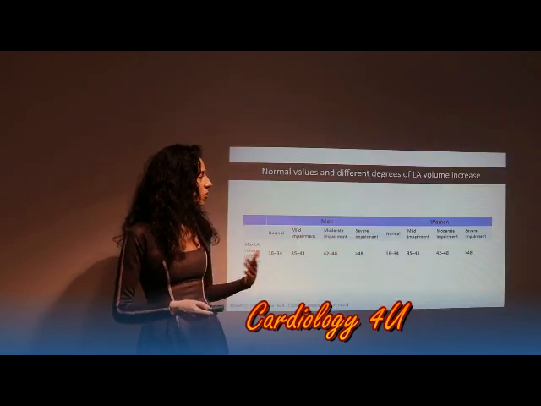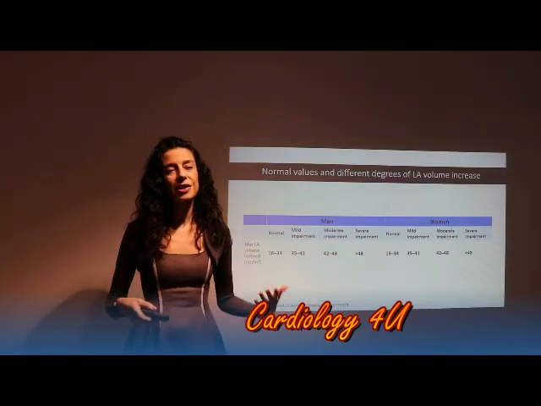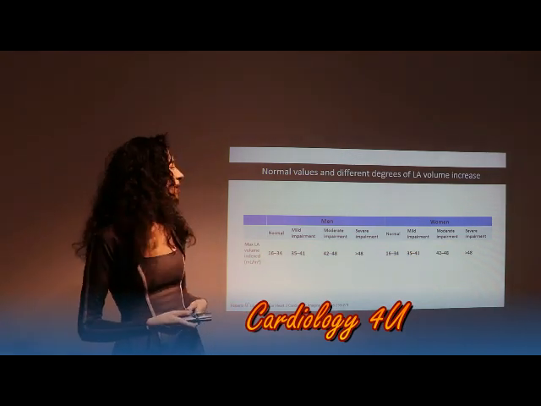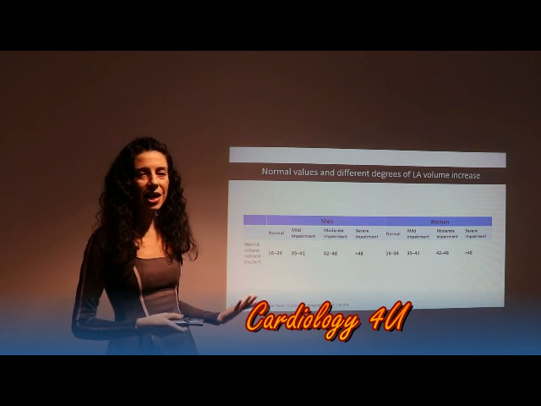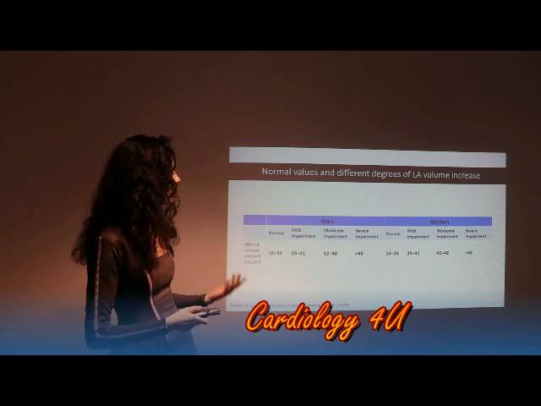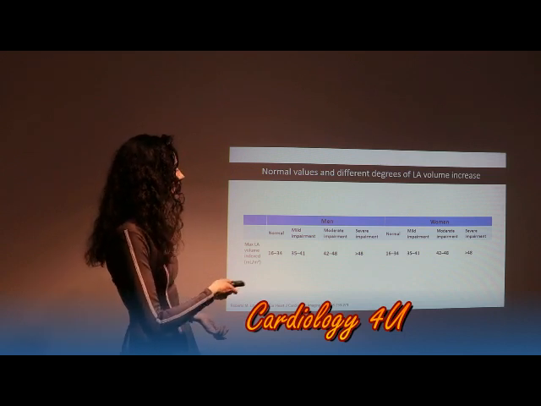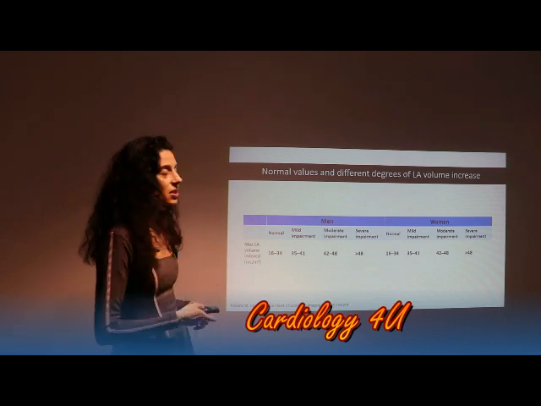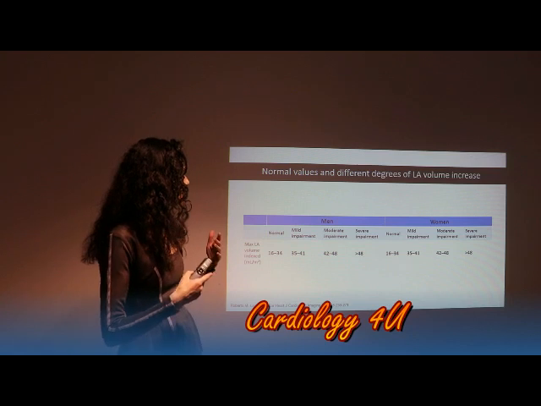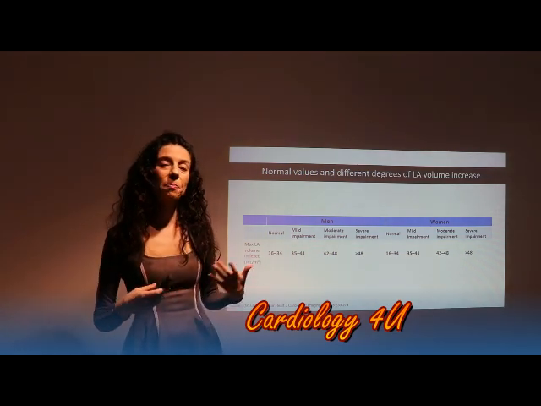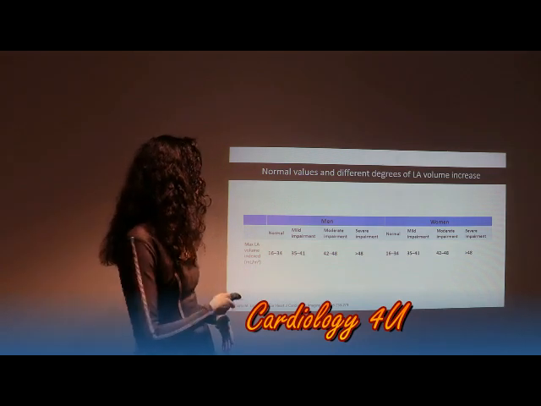Of course, we have normal values. These are the standard normal values for the maximal left atrial volume. You know that they are the same for men and for women, and the upper limit of normal is 34 milliliters per square meter.